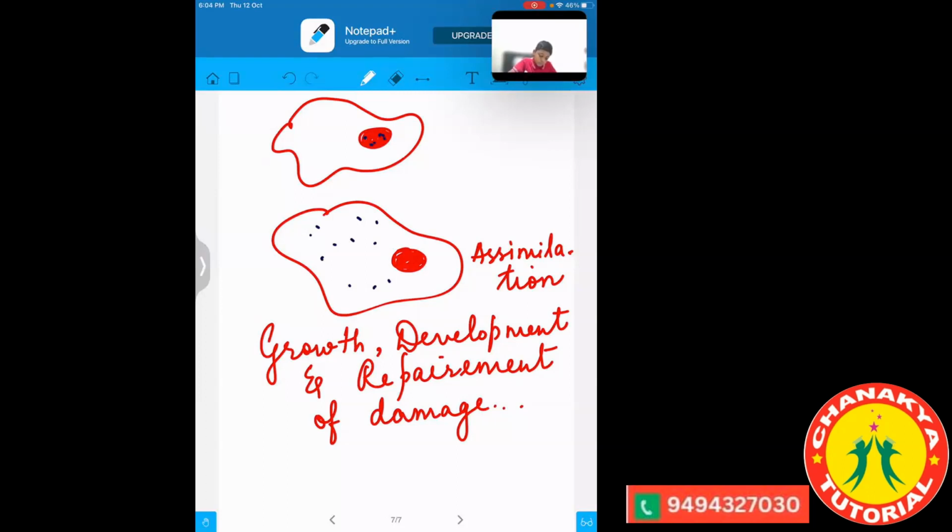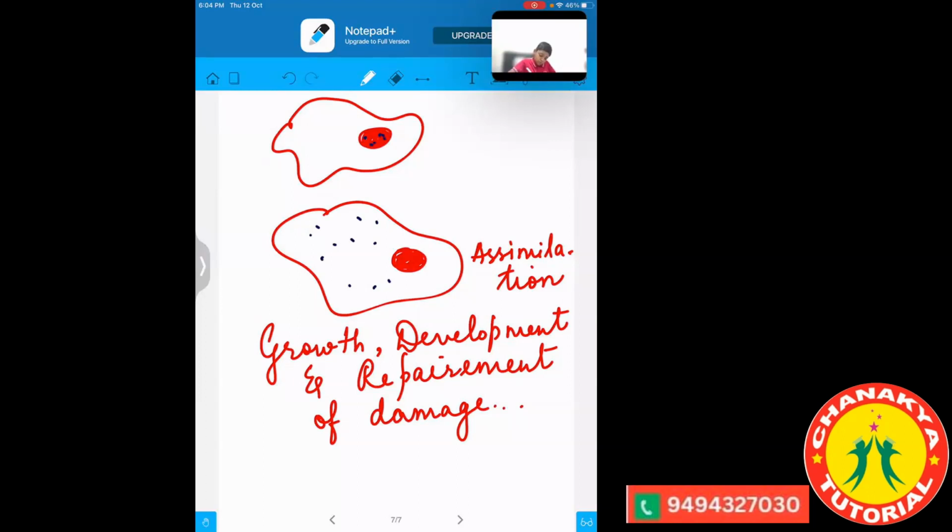The same thing happens in our body also. If we get any injury, after a few days it heals. Why does it heal? It heals because of the nutrients. And from where are you getting the nutrients? By the absorption process. And how does the absorption take place? With the help of the digestion.